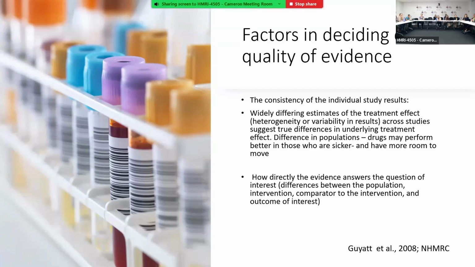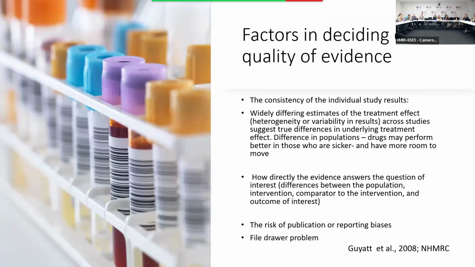Another factor is how directly the evidence answers the research question of interest. So how well did they set up their research question, their intervention, their design as well. That all goes into understanding this. Then there's the risk of publication and reporting bias, and we all know about the file drawer problem. You know the file drawer problem, we've heard this before?